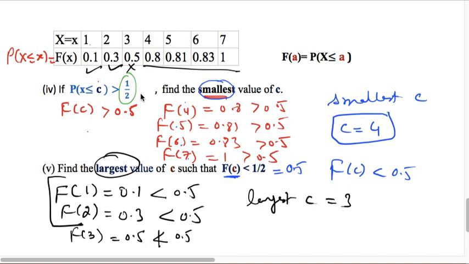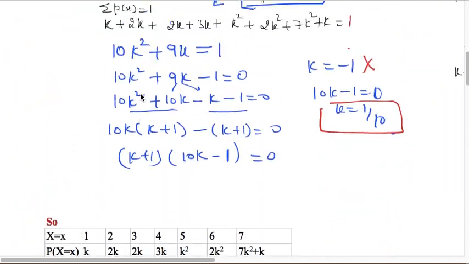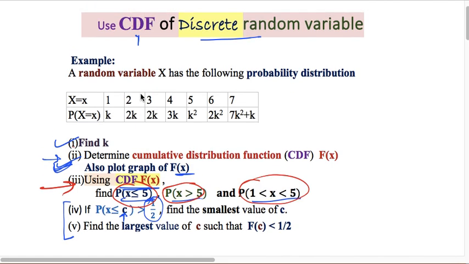So I hope this discussion has given you an idea how to implement CDF for the calculation of all such kind of problems.